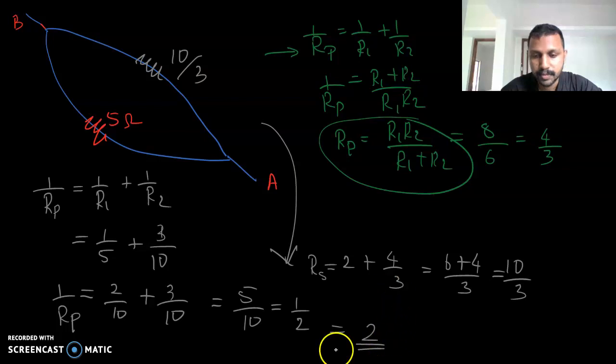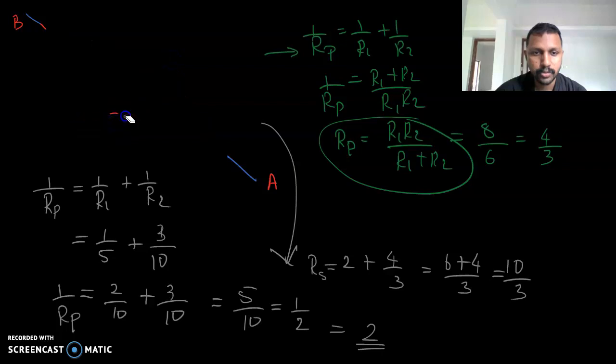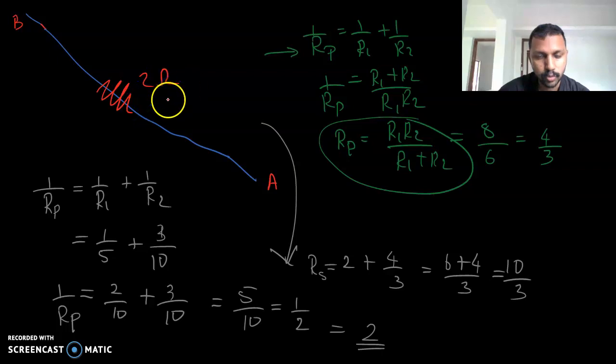Okay, did you understand this? Therefore, we could replace this whole circuit by a 2 ohm resistor. Therefore, the effective resistance between A and B is 2 ohm. Clear?